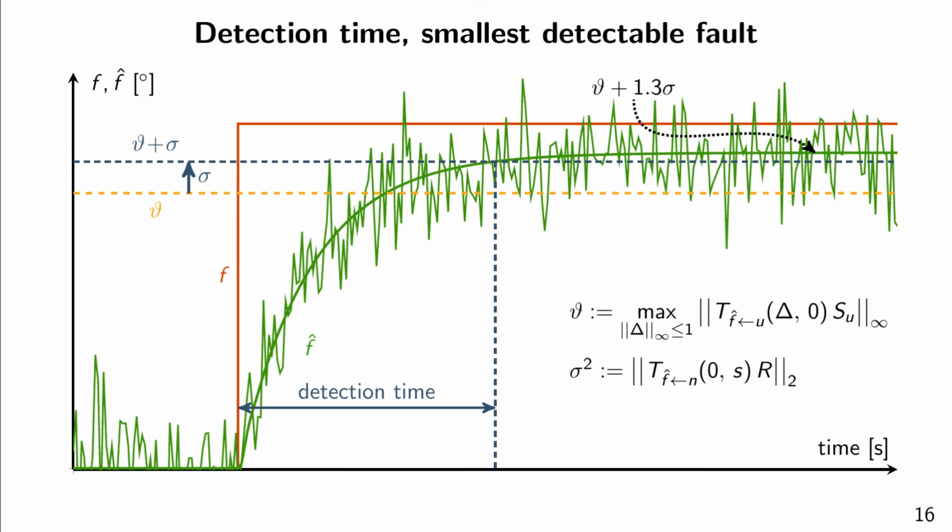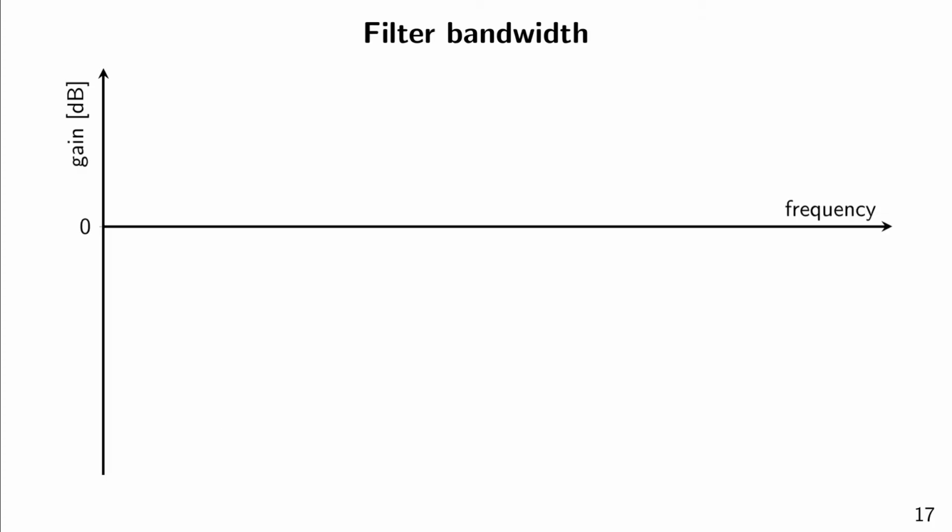When the steady state value of the residual is theta plus 1.3 sigma, then the probability that the residual is above the decision threshold in steady state is 90%. Therefore, we call the corresponding fault the smallest robustly detectable fault. Instead of the design parameter kappa, we want to express the analysis results in terms of filter bandwidth.